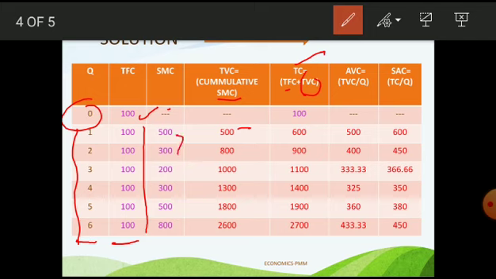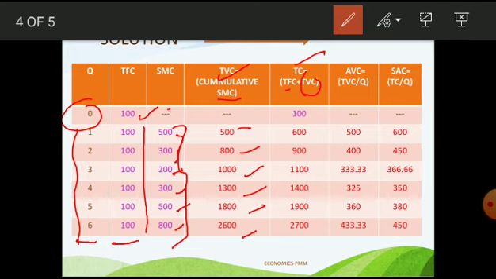500 plus 300, which is 800. 800 plus 200, it is 1000. 1000 plus 300, it is 1300. Now 1300 plus 500, it's 1800. And lastly, 1800 plus 800, it's 2600. I hope you understood how we got the TVC. It is the summation of all the SMC costs, short run marginal cost.